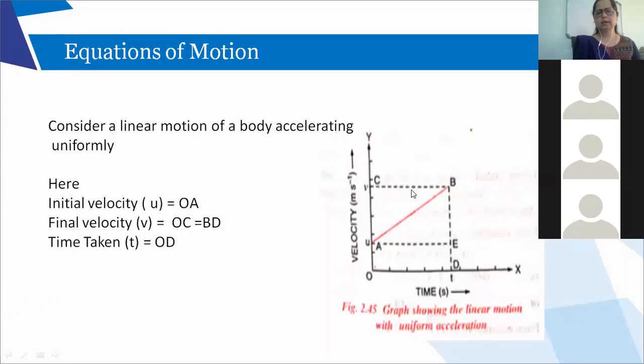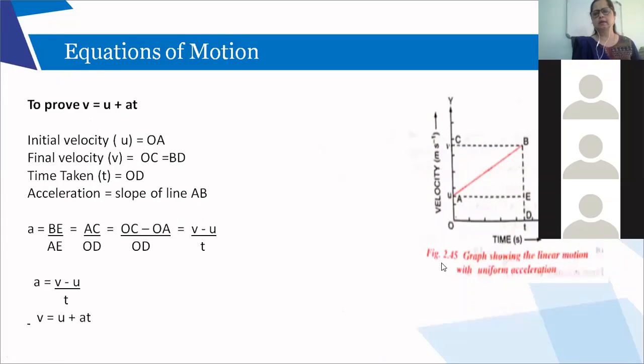OC and BD, they are equal. If you see, this is a rectangle. Now BD stands for final velocity of the bus. When I stopped the stopwatch, what was the velocity? Let us say the velocity was 50. So the length of BD will be 50, the final velocity of the bus. OA stands for initial velocity. When I started noting down, the velocity was not 0, but let us say 10. So the initial velocity is OA, and that is 10. This is the initial velocity of the bus, OA. And this is the time period. What is the time period? OD.